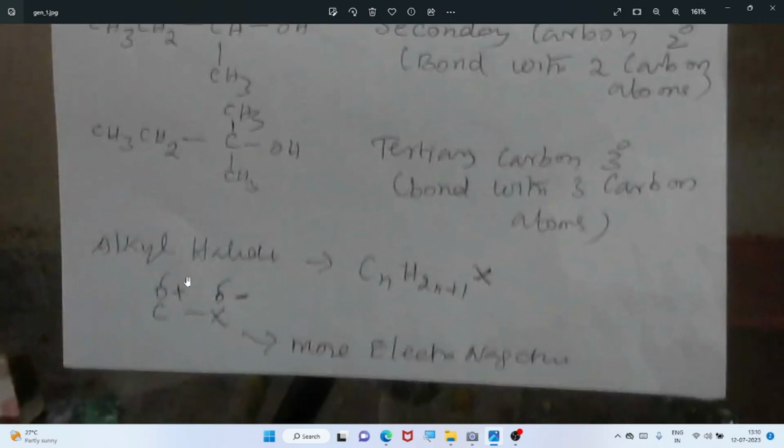Now, these alkyl halides have the general formula CnH2n+1. That means if n equals 2, it is C2H5. In the carbon-halogen bond, the carbon has a partial positive charge and the halogen atom has a partial negative charge. So the halogen atom is more electronegative than the carbon atom.